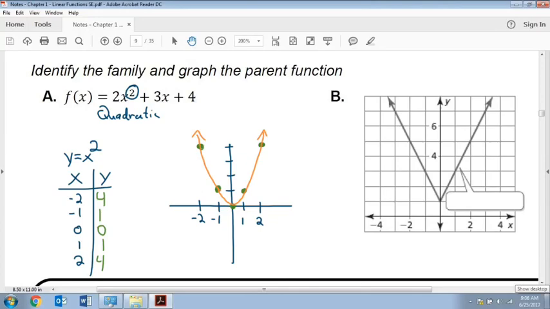Okay. Letter B, same idea. We're going to figure out which parent function it is. Now this one, remember, it's two straight lines. It's similar to a parabola, but they're straight, and it looks like a big V. So this one is absolute value. I can make that a little cleaner than that. V-A-L-U-E.